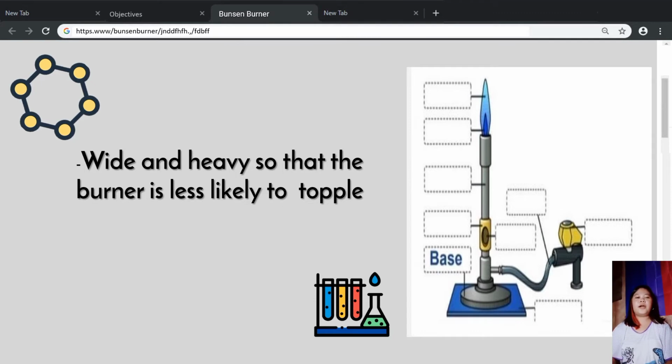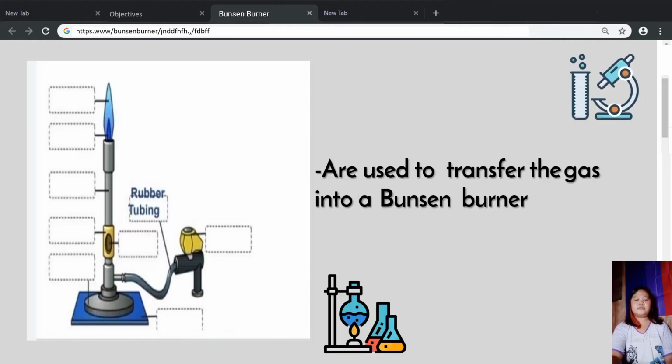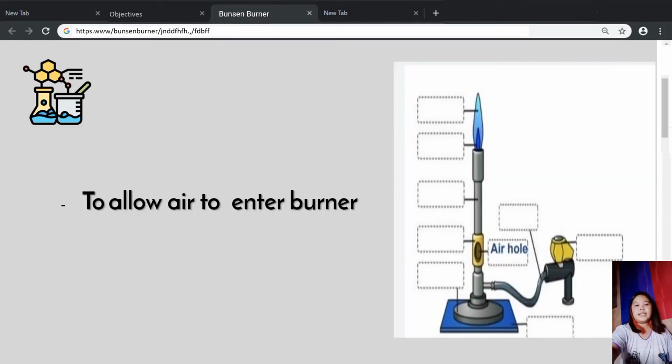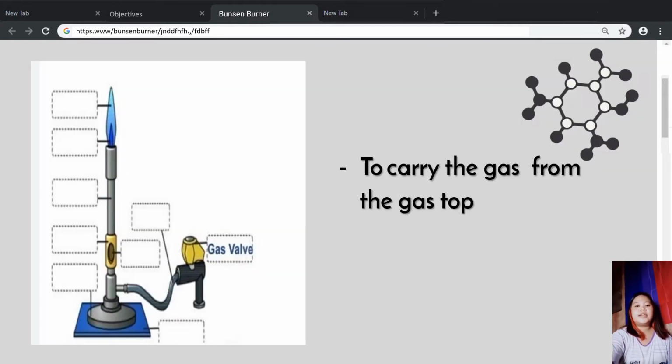The fourth part is the base, too wide and heavy so that the burner is less likely to topple. Next is the rubber tubing, used to transfer the gas into the Bunsen burner. The next is the air hole, to allow air to enter the burner. And the last part is the gas valve, to carry the gas from the gas tap.